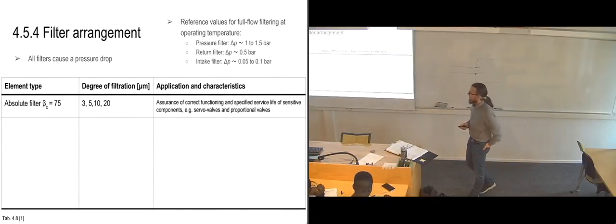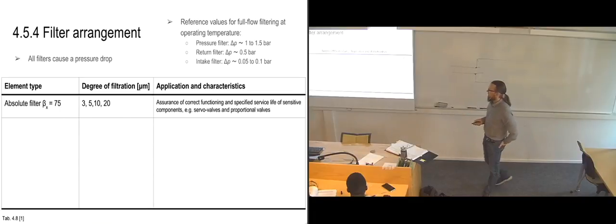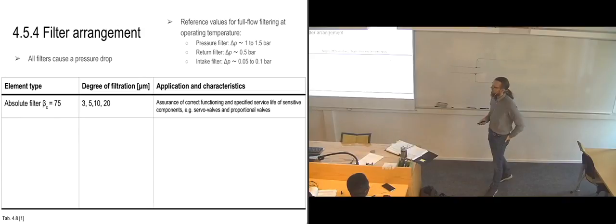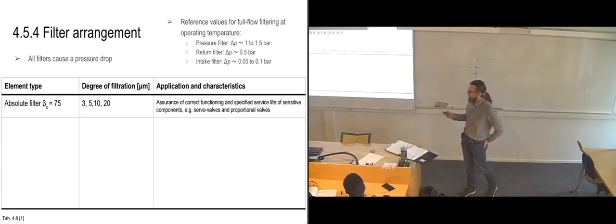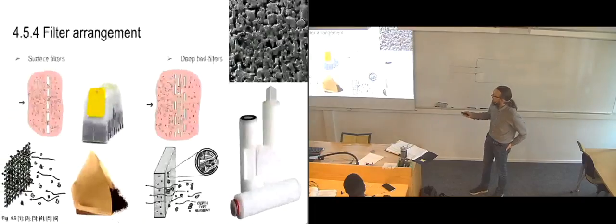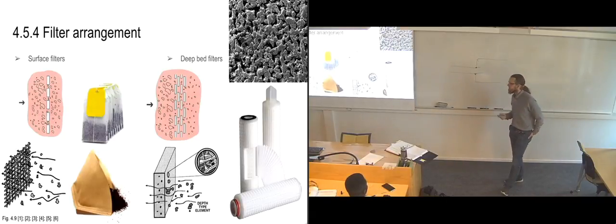So we have different element types. If we use absolute filters, we have these beta values, and if you remember, for X you can put in the micrometers of filtration. So we can put in, for example, 10 micrometers. If we have a beta value equal to 75 for 10 micrometers in an absolute filter, it means that on this side of the filter, there are going to be 75 times more of the 10 micrometer particles than on this side. So on the intake side of the filter, there are 75 times more 10 micrometer particles than on the outlet side of the filter.